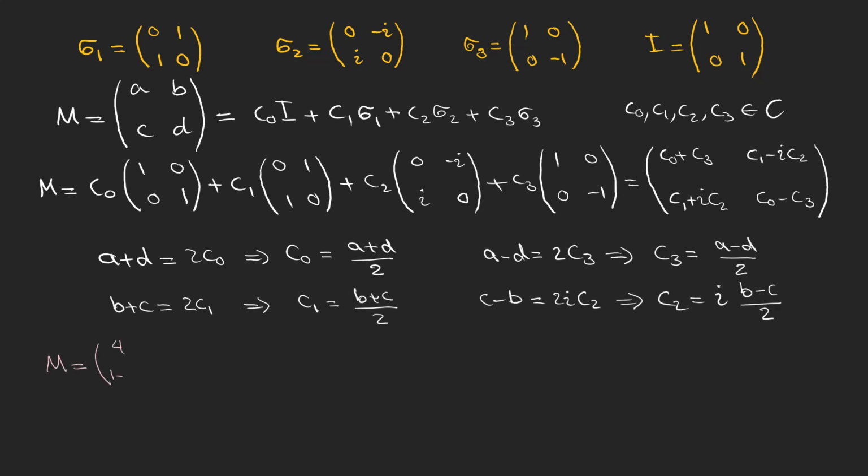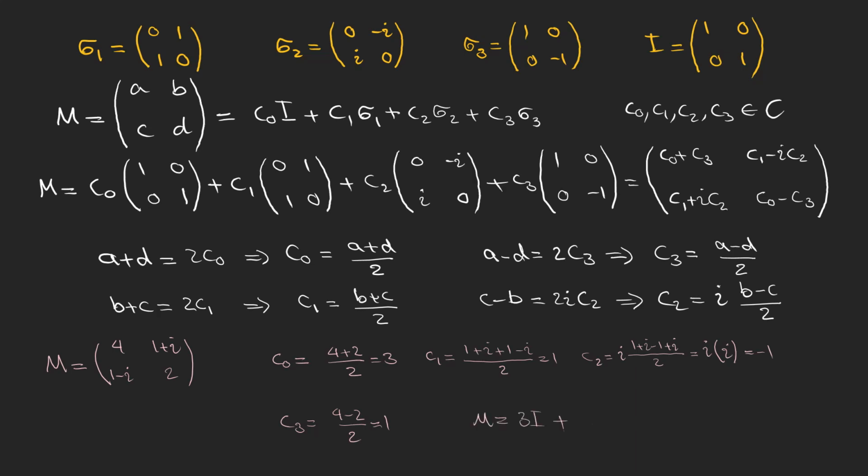Let's find the coefficients for this matrix. They are 3, 1, -1, and 1 respectively. And our matrix can be written as a linear combination of Pauli matrices and the identity matrix.